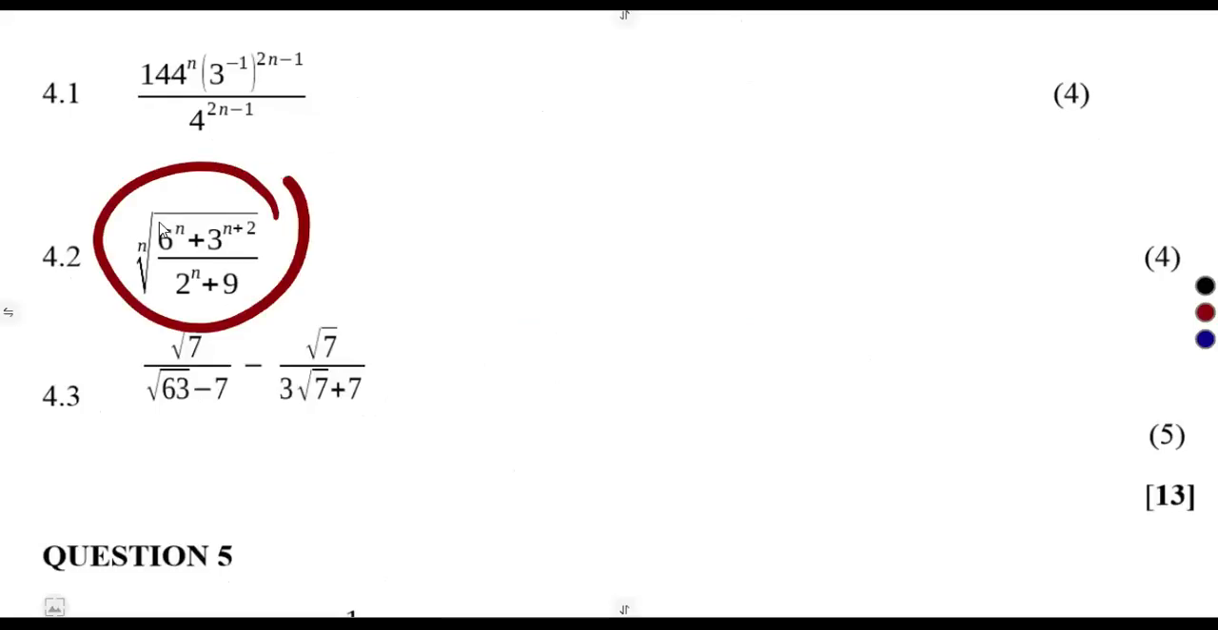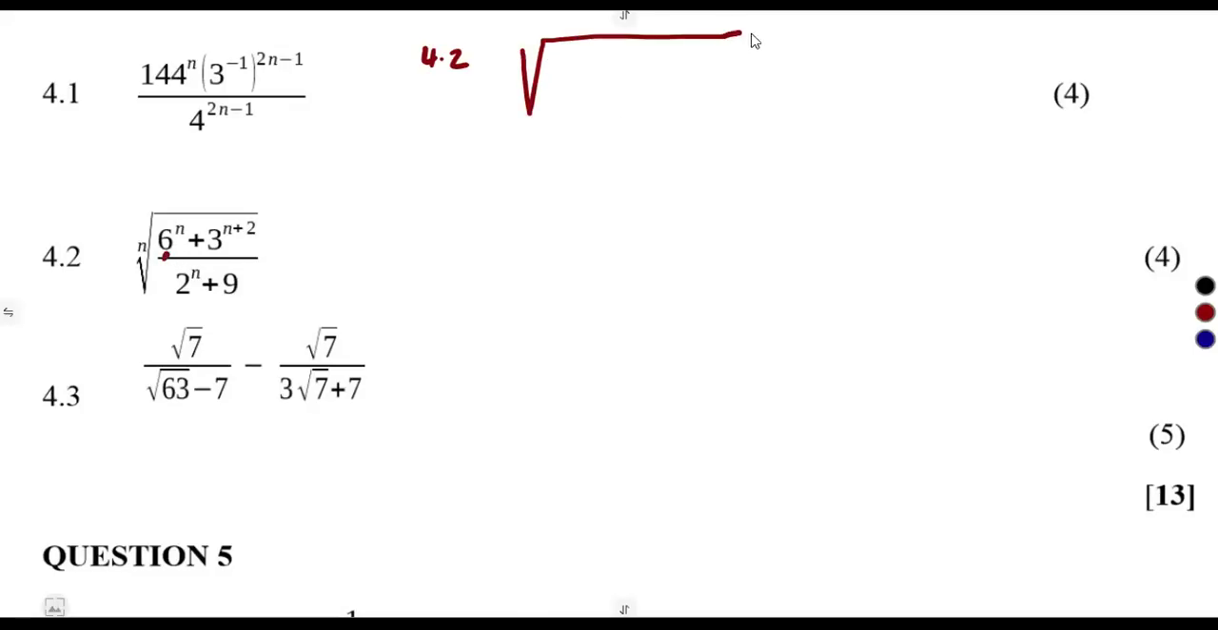The nth root of this whole part. All right, so that's 4.2. So how can we simplify? Remember, guys, just like the previous case, 6 there is what? This is the nth root. So 6 is the same as 2 times 3. So that's 2 times 3, guys, to the exponent of what? Of n. 3 is in simplest form, so let's just leave it like that. 3 to the exponent of n plus 2.